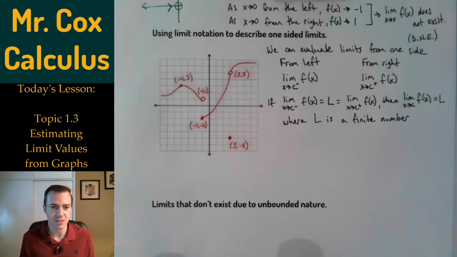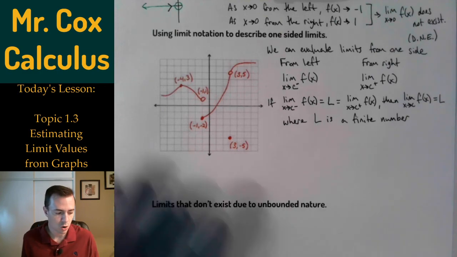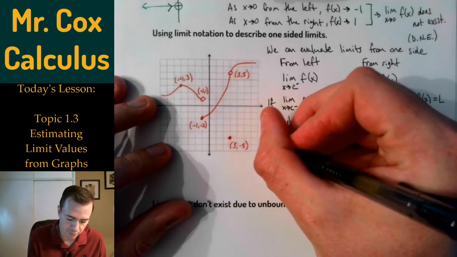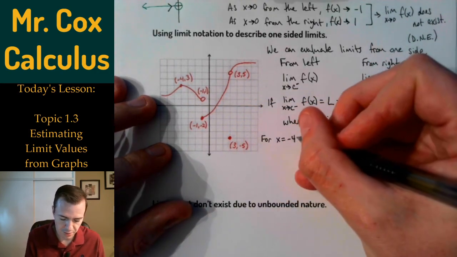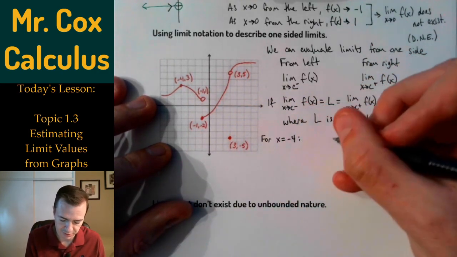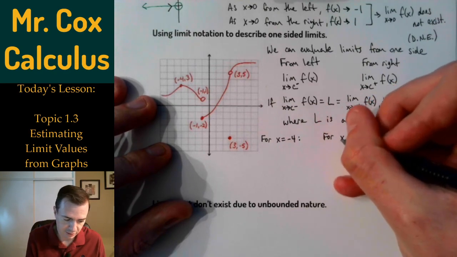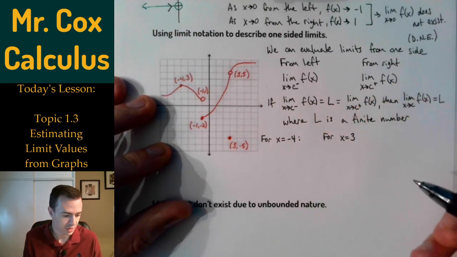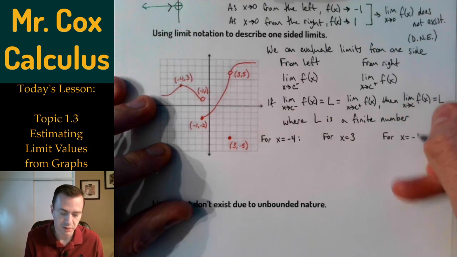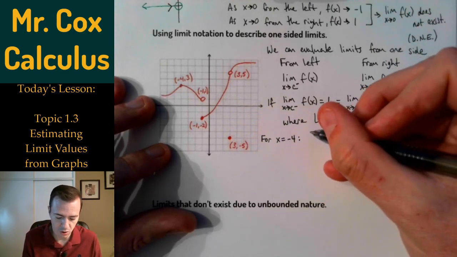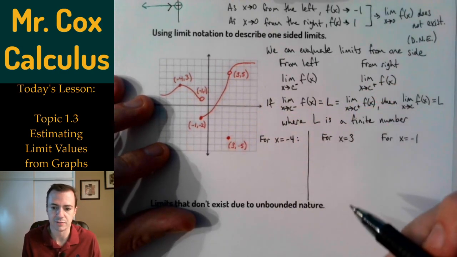But let's just take a look at this graph that we have here. And we're going to take a look at 3 particular points. And we're going to talk about the one-sided limits and what that means for the limit overall. We're going to look at what's happening at x equals -4. And then we're going to take a look at what happens for x equal to 3. And we're also going to take a look at what happens for x equal to -1. So let's start off where x is equal to -4.